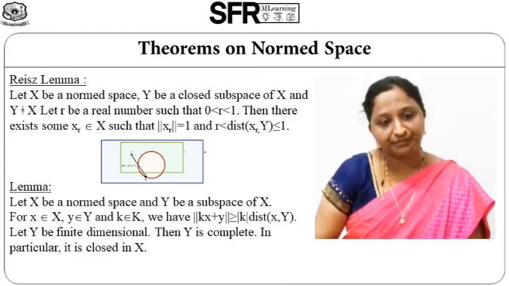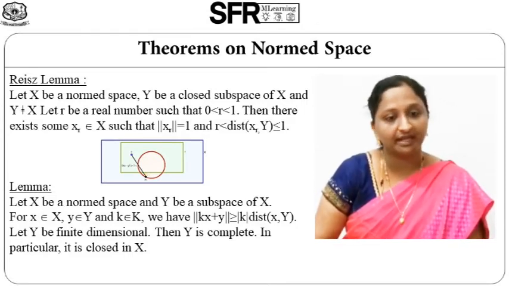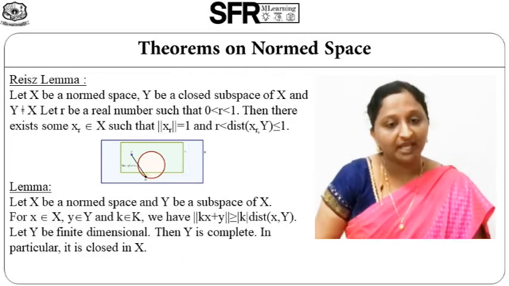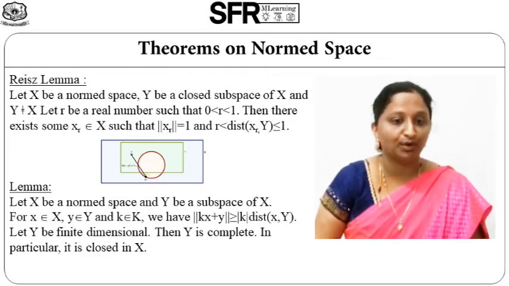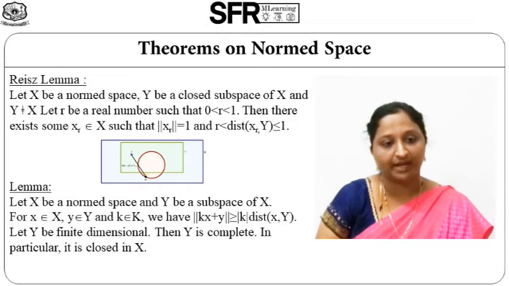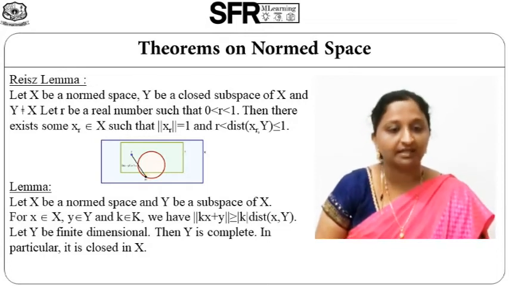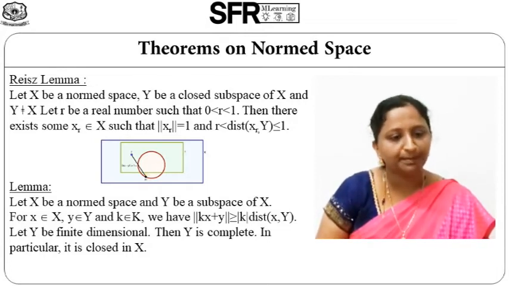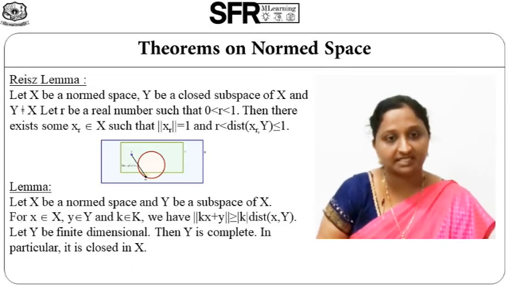Another important thing is the subspace completion. Let X be a normed space and Y be a subspace of X, and x belongs to X and y belongs to Y and k belongs to K. We have norm of kx plus y is greater than or equal to modulus of k into distance of x comma Y. Let Y be finite dimensional, then the subspace Y is complete. In particular, it is closed in X.